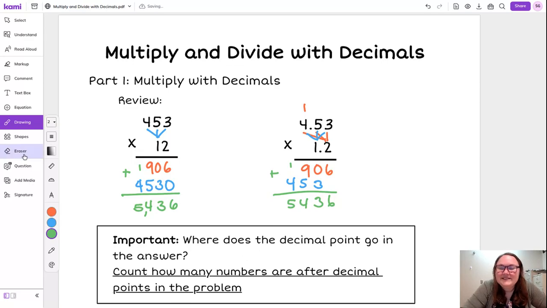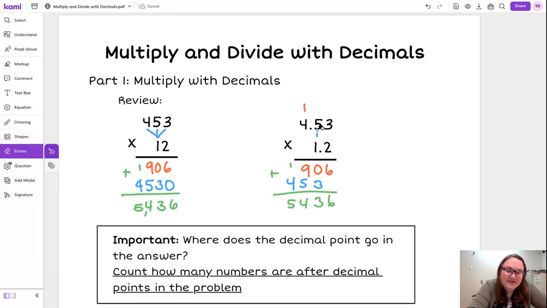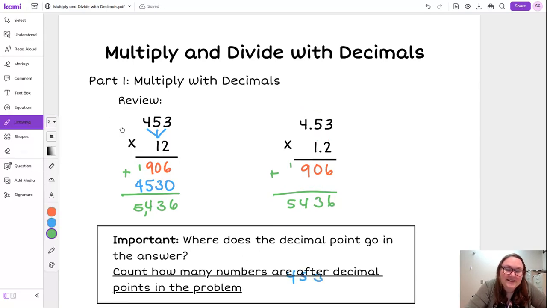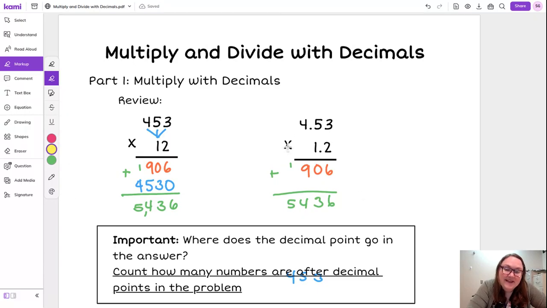The only difference here is our answer is going to have a decimal in it because the problem has decimals in it. The way we decide where the decimal goes for multiplication is different than addition or subtraction. For addition and subtraction, we said you wanted to line up the decimal points, but look at this problem. For multiplication, those decimal points are not lined up.